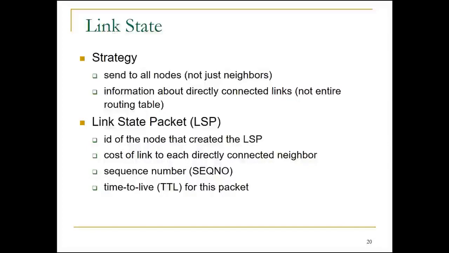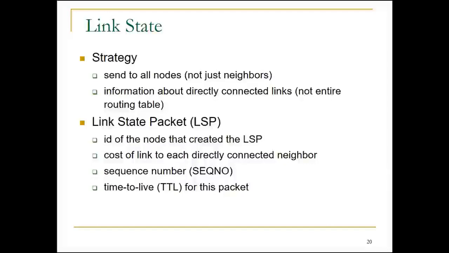So how do we determine the link states? Various strategies are deployed. One of them being we send information to all nodes, not just neighbors. So if we want to understand how the link information is identified within a Dijkstra algorithm and a link state, we have to know all the states of every single node within the network, not just the neighbors.